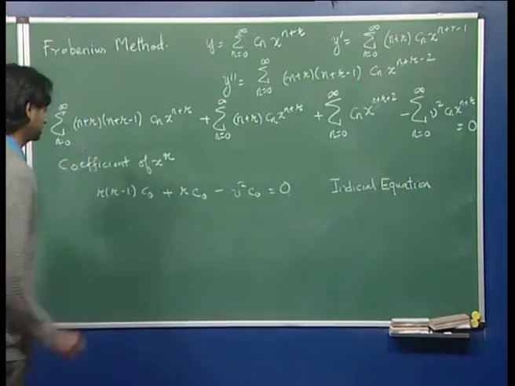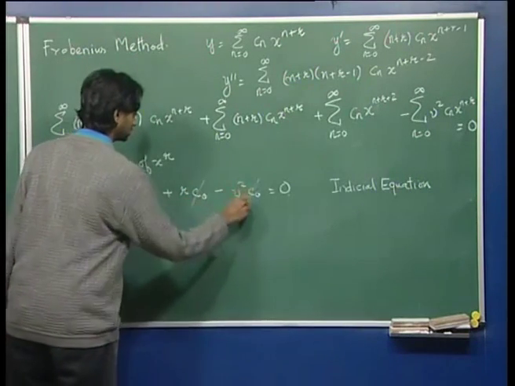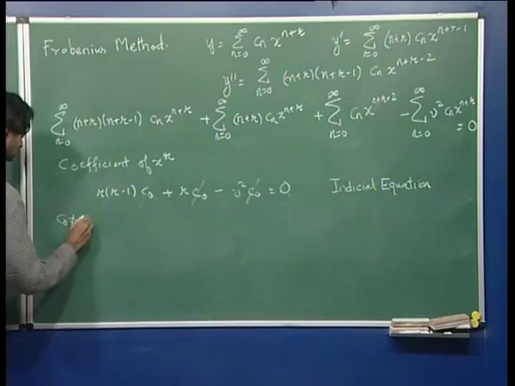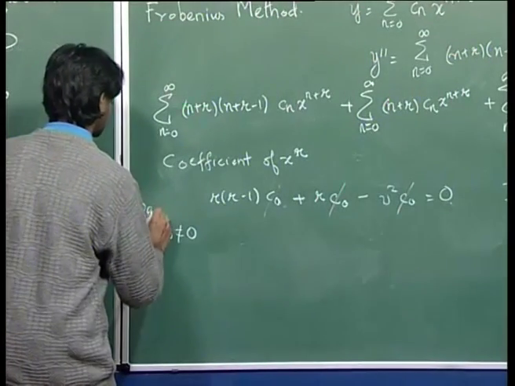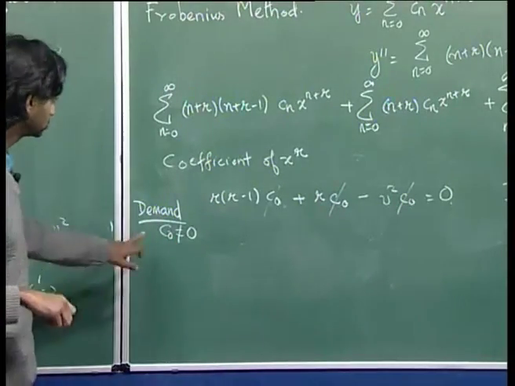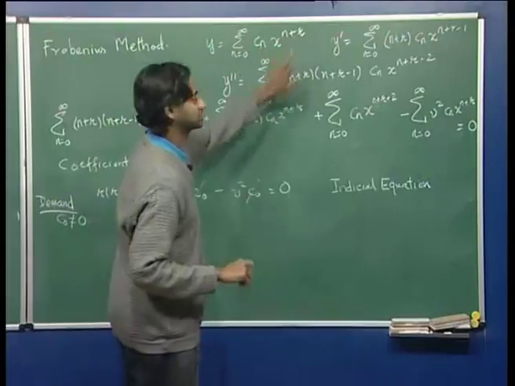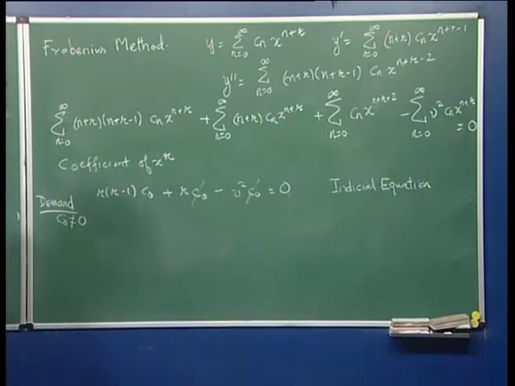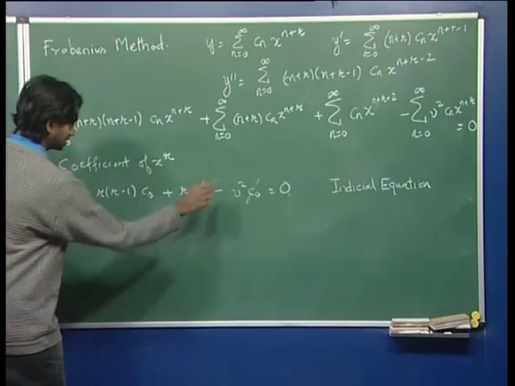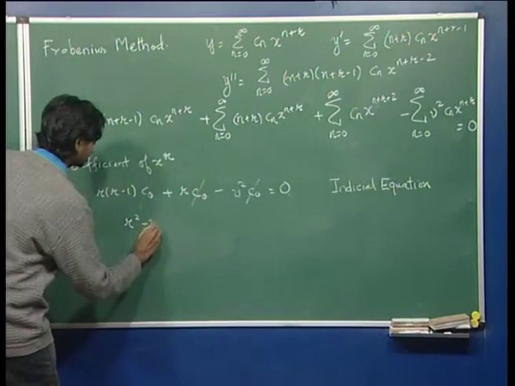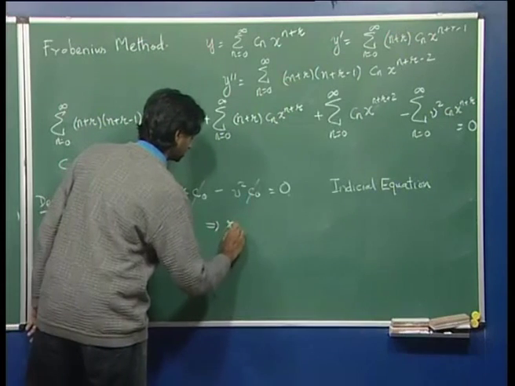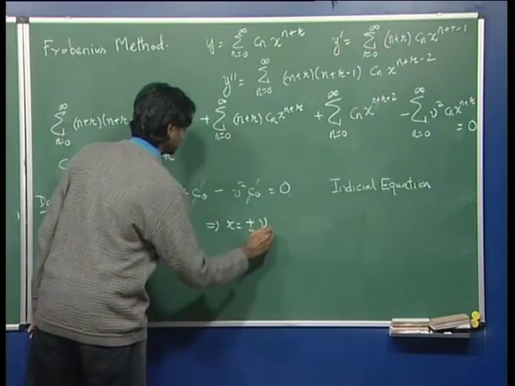Okay. And you can immediately see if C 0 is not equal to 0. So, we demand C 0 not equal to 0. Okay. So, we choose a value of r such that C 0 is not equal to 0. Okay, and you can do that, and what you have is r square minus r plus r minus nu square. So, r square minus nu square equal to 0 implies r equal to plus or minus nu.